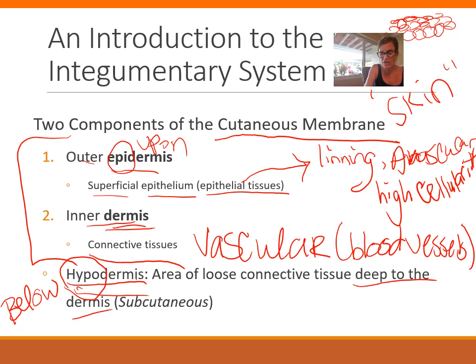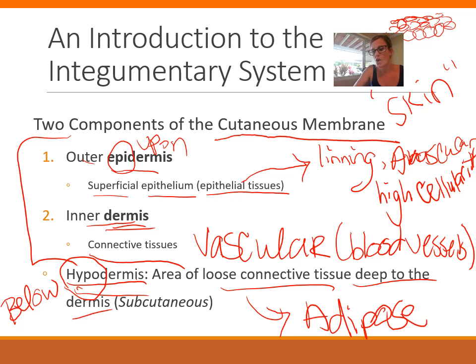This is also an area of connective tissue, loose connective tissue. Specifically in the hypodermis, we see a lot of adipose tissue. Right? And hopefully you guys know by now that adipose tissue is fat. So this is where we store our extra fat, in the hypodermis, just underneath the dermis, just underneath the skin.